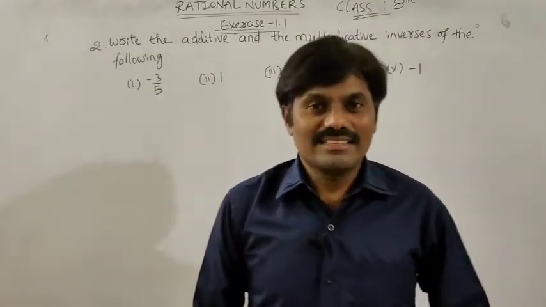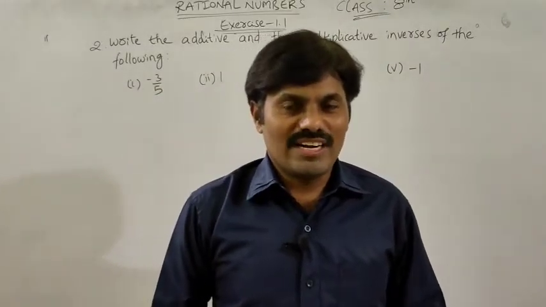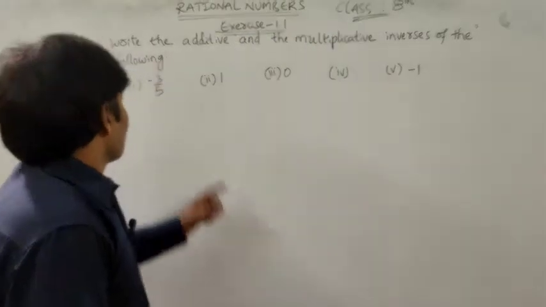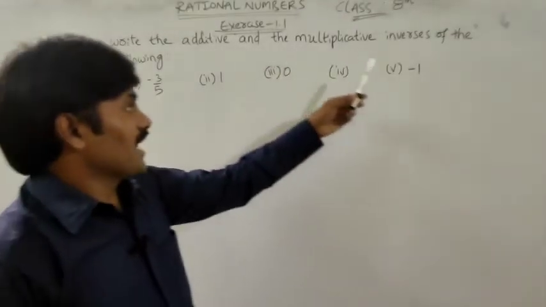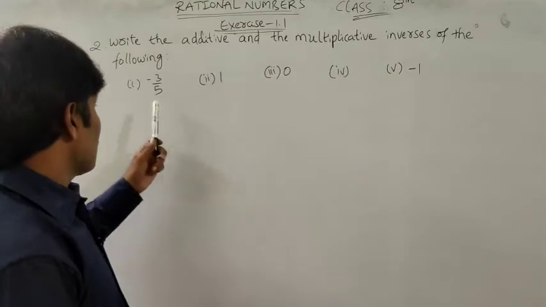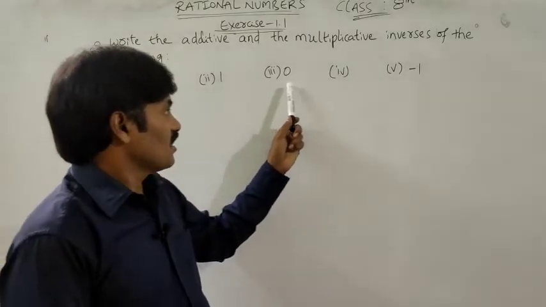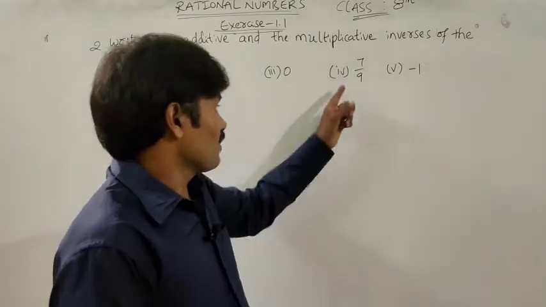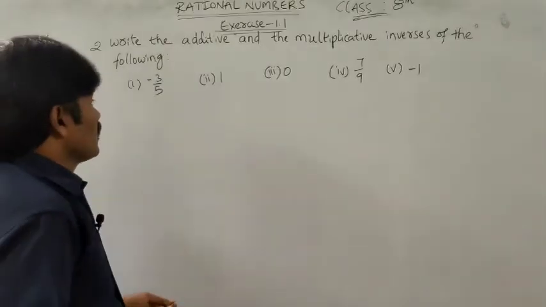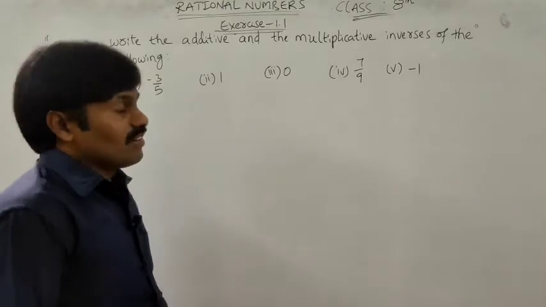Okay, dear children, now come to the second question: write the additive and the multiplicative inverses of the following. The first is minus 3 by 5, second is 1, third is 0, fourth is 7 by 9, fifth is minus 1. Clear? Now write the additive and the multiplicative inverse.